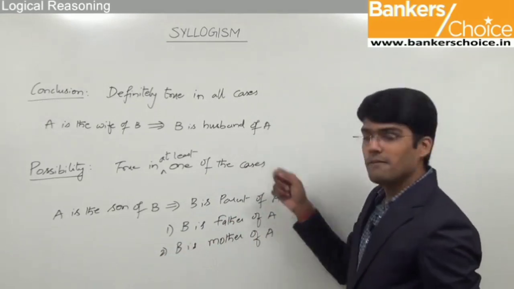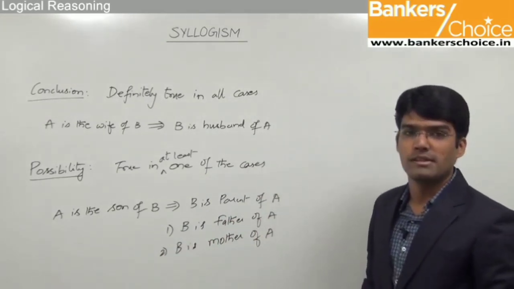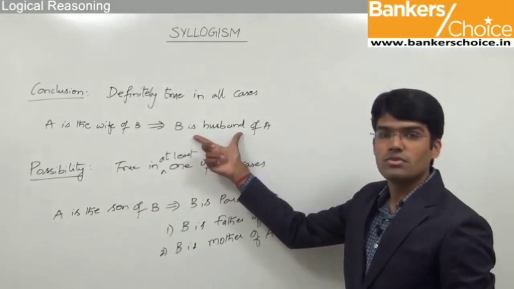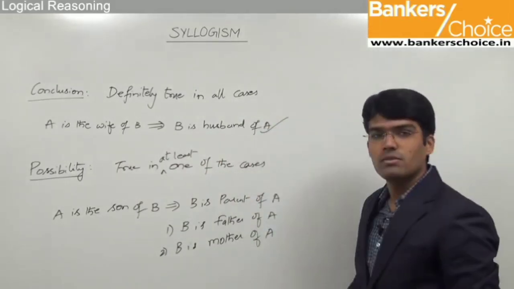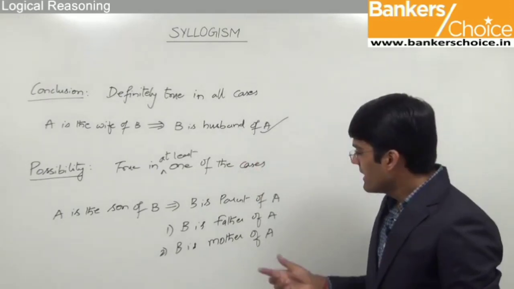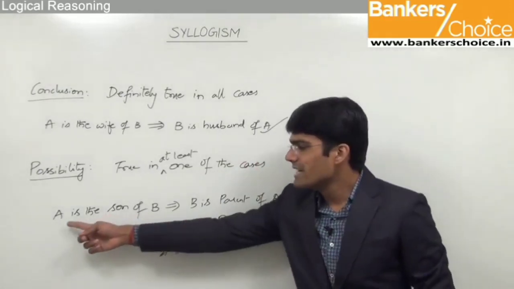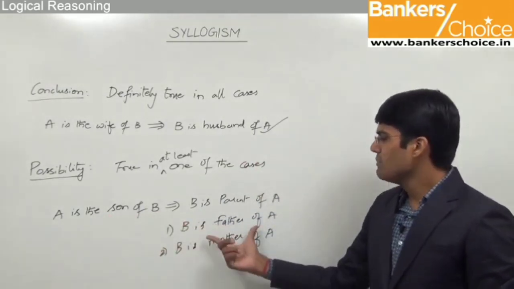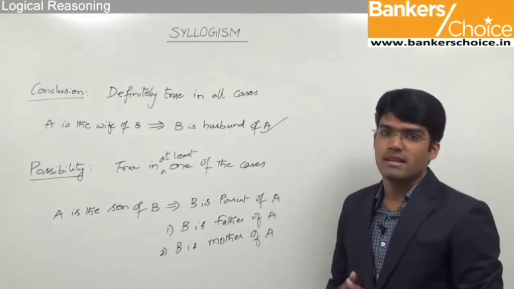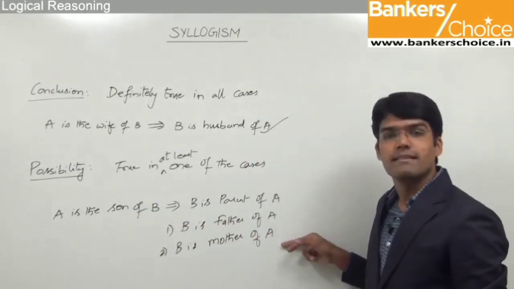So this is the basic difference between a conclusion and a possibility. As you can see, for this statement, we can make a definite conclusion. So this can be taken as a conclusion for the given statement because that is definitely true. But when it comes to possibilities, when the statement is A is the son of B, B is the father of A is a possibility, and B is the mother of A is the other possibility. So there are two possible cases here.